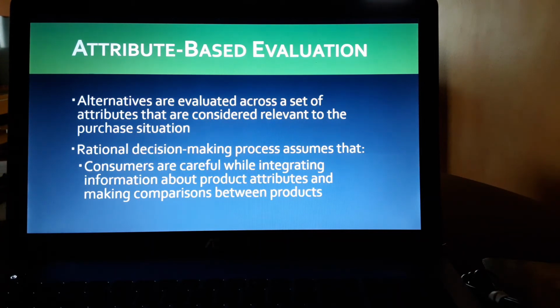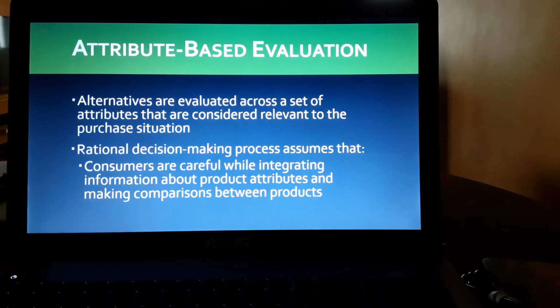So attribute-based evaluation, alternatives are evaluated across a set of attributes that are considered relevant to the purchase-related situation. So talking about the cell phone, the size of the screen, the storage capacity, how much it's going to cost you monthly to have a contract on the phone, how much the phone is going to actually cost, service contract, accessibility, all those kinds of things. So you look at what's more important to you, range or whatever.